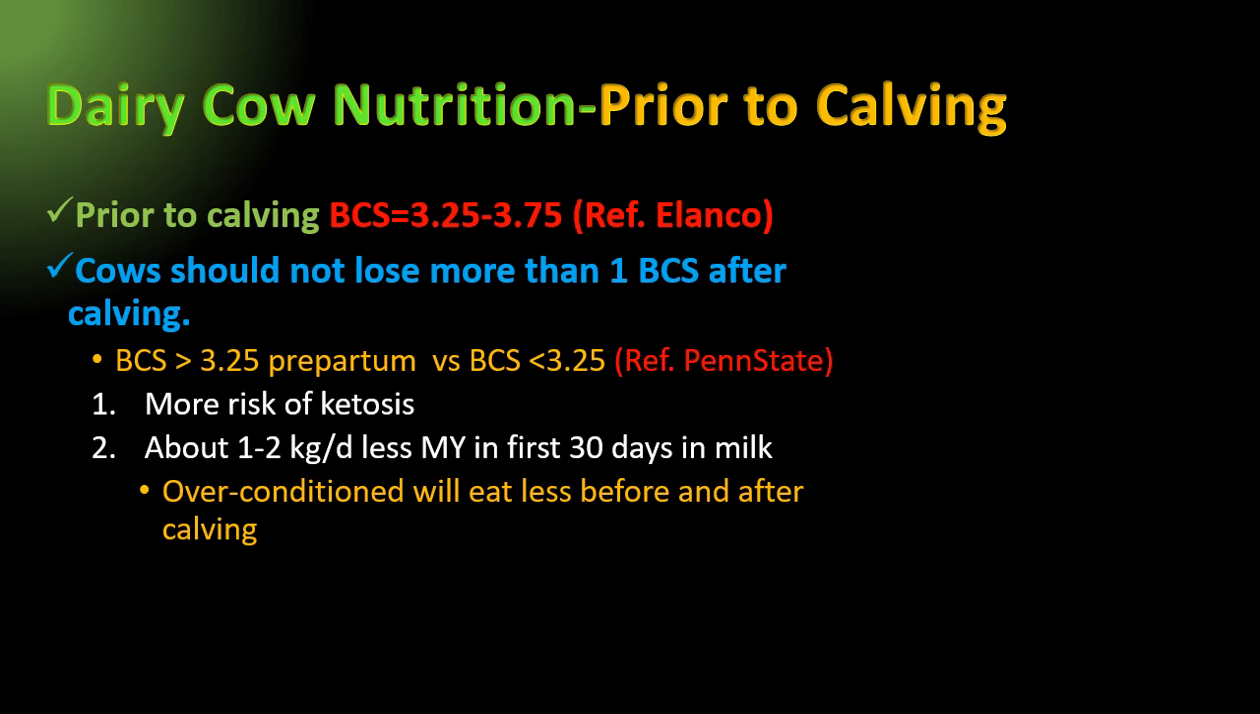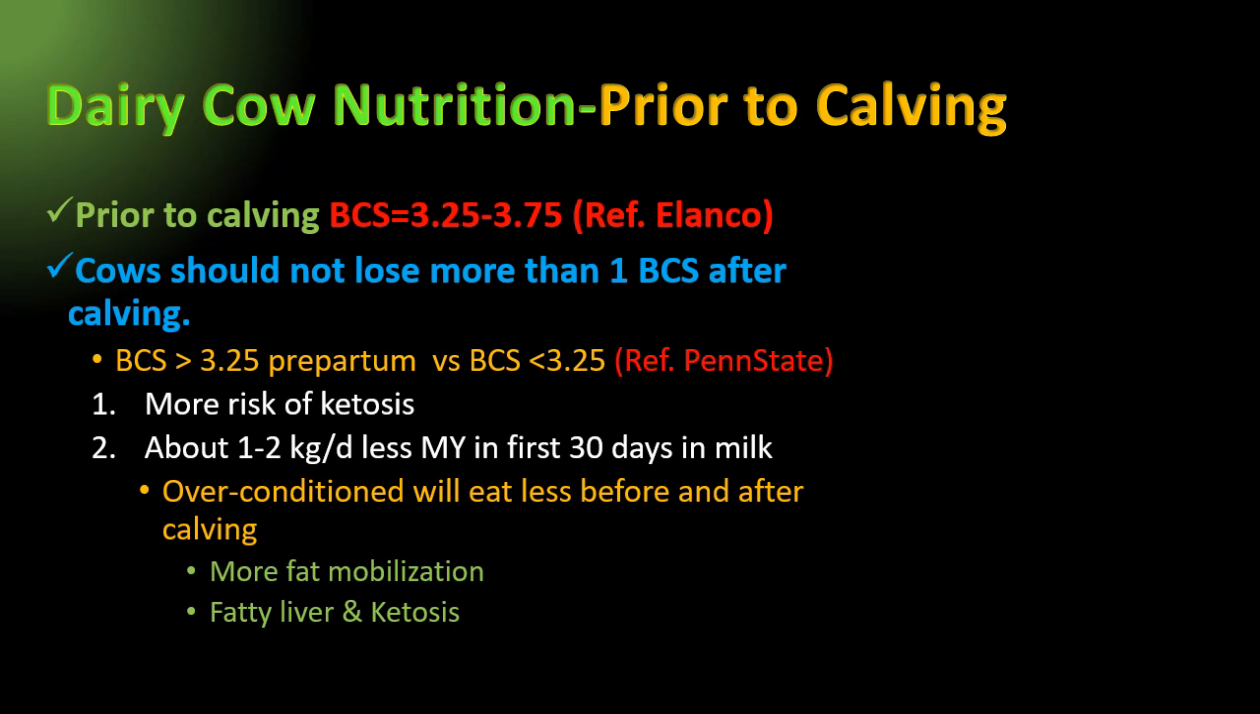Overconditioning should be avoided because overconditioned cows will eat less before and after calving. If there are fatter cows, they will mobilize body fat to a greater extent compared to those cows where feed intake is not compromised as greatly before calving. So as a result, fatter cows mobilize body fat to a greater extent compared to cows where feed intake is not compromised as greatly before calving.